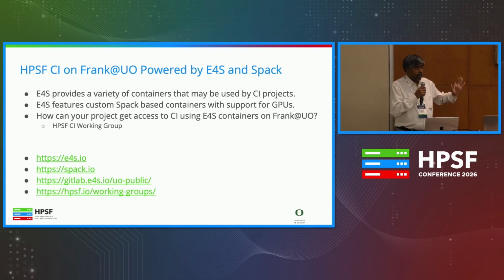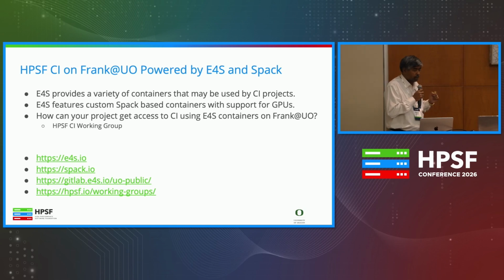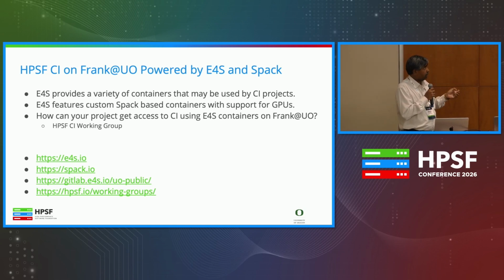So we have three main parts that I want to describe in this talk. The first one is about E4S and what it can provide to you in terms of containers that can be used for CI projects. We are working closely with the HPSF CI working group, and we are running a lot of workloads on AWS as well as on Frank at the University of Oregon. And some of these workloads are powered by E4S containers that I'll describe, and also all our infrastructure is based on Spack.